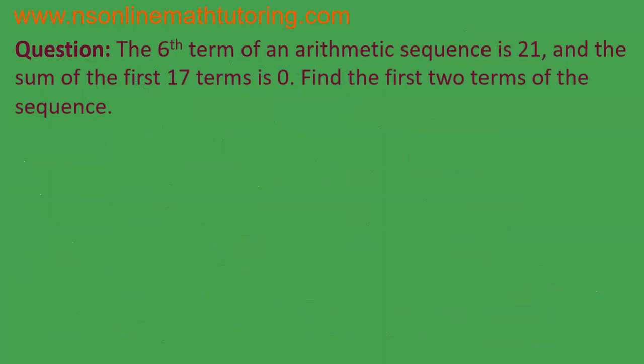The sixth term of an arithmetic sequence is 21 and the sum of the first 17 terms is 0. Find the first two terms of the sequence. Okay, this is another word problem. So let's start with our answer.